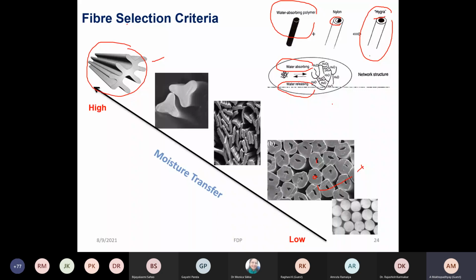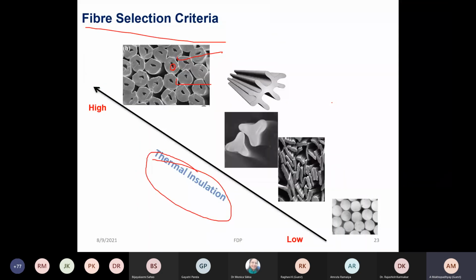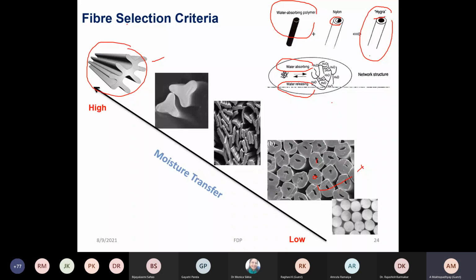So the fiber which is better for thermal insulation is not better for moisture transmission. Again, one should not think that this fiber should always be used for better moisture transfer. Obviously, that is based on the application. For example, for football wear, if you are using this kind of fiber, the strength of the material will be weak. Okay, because football wear you need a very strong fabric. Seam should also be very strong.